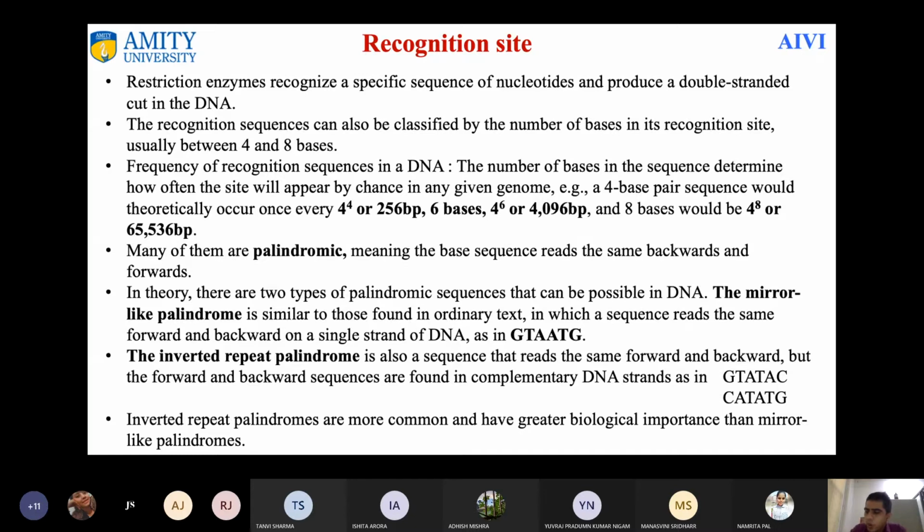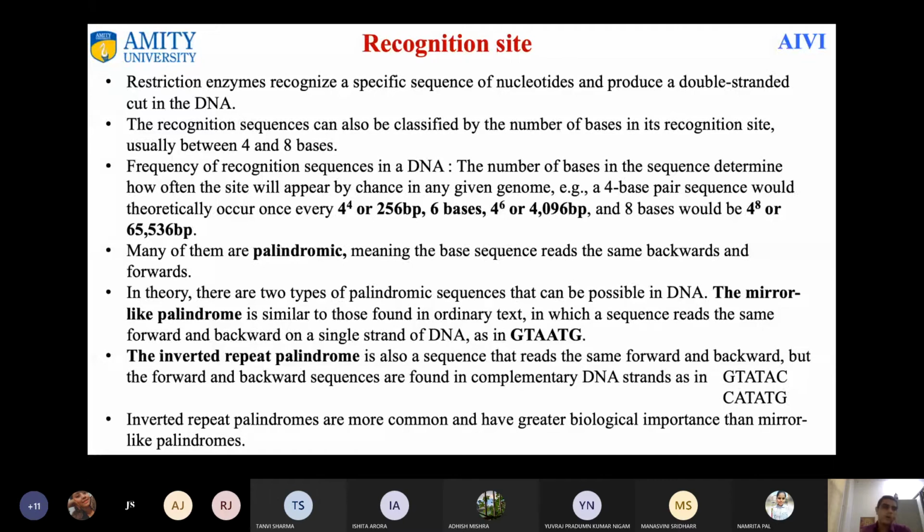So based on their recognition sequence, whether its recognition sequence is going to be 4 base pair, 6 base pair, 7 base pair, 8 base pair, we call them the tetra, penta, hexa, hepta, octa cutters. Tetra cutter means it is going to recognize a 4 nucleotide long sequence.